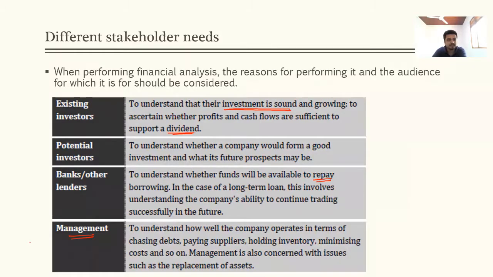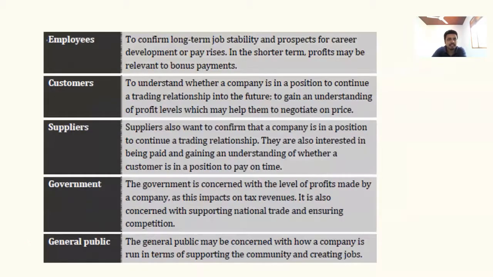Financial ratios. Then another kind of stakeholder is employees. Why do employees need to look at your financial statements? Employees want to confirm long-term job stability and prospects for career development or pay rises. In the shorter term, profits may be relevant to the bonus payment. That is why employees need to look at your financial statements.